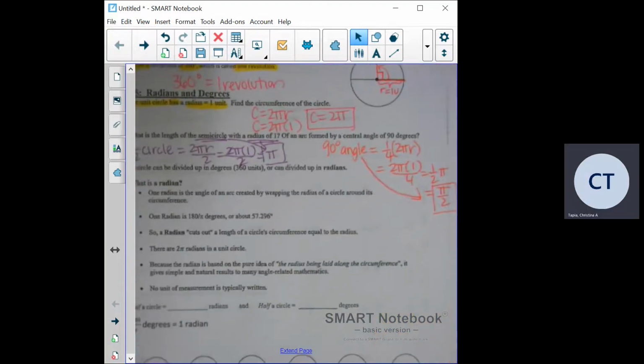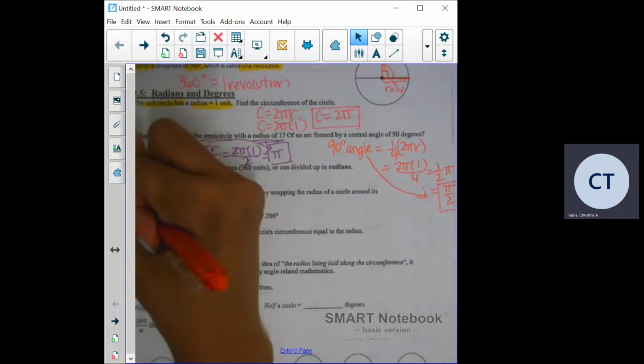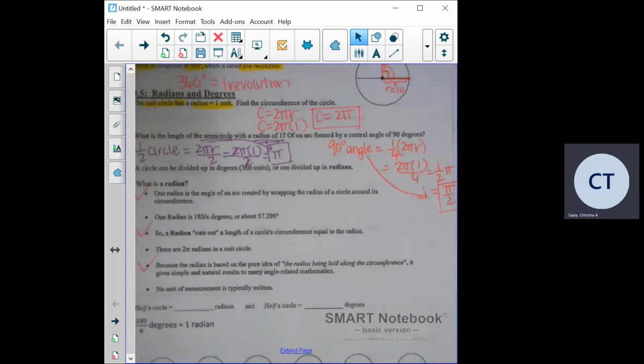So what is a radian? These 3 statements that I'm checking pretty much mean the same thing, so I'm going to summarize it into one big thing.